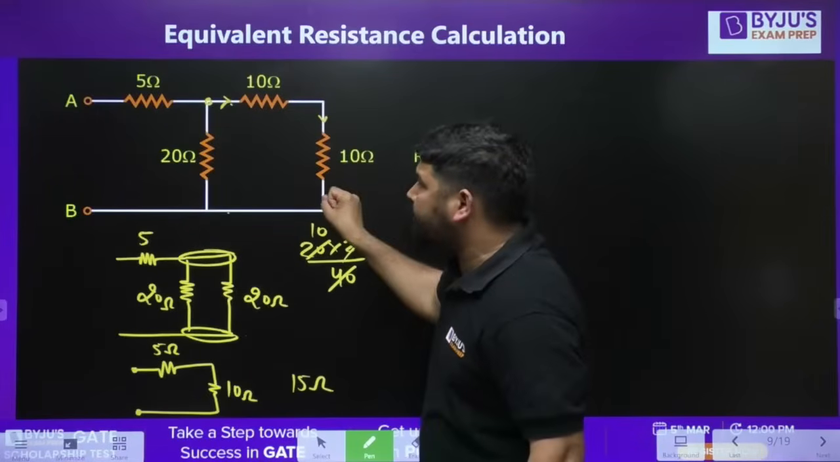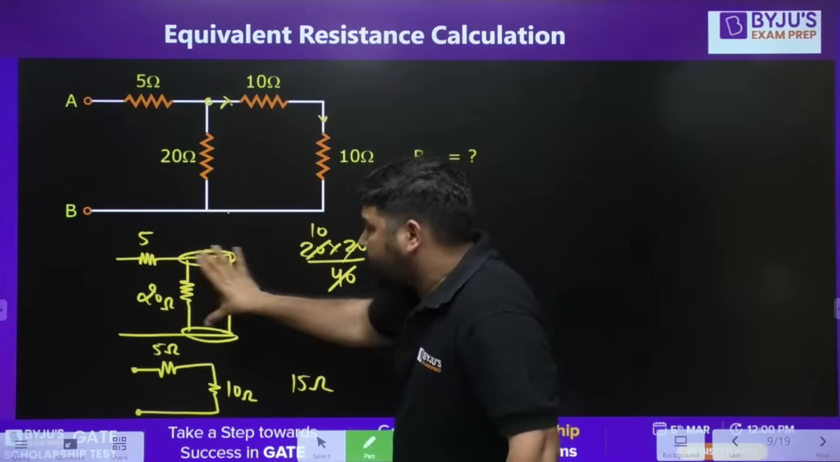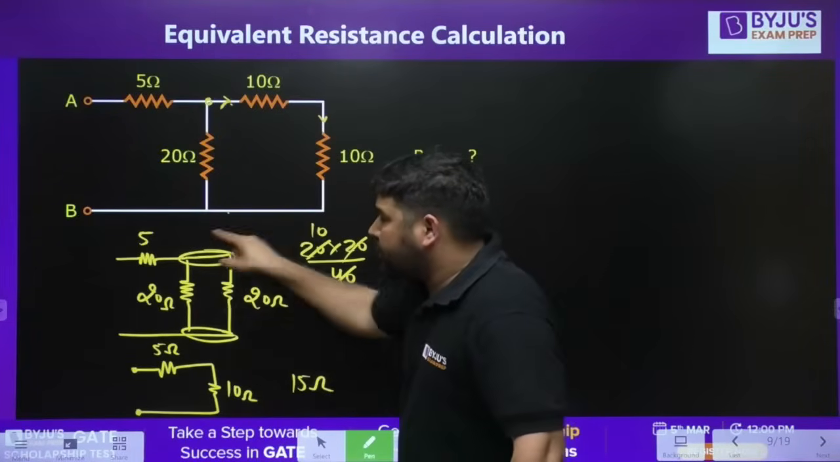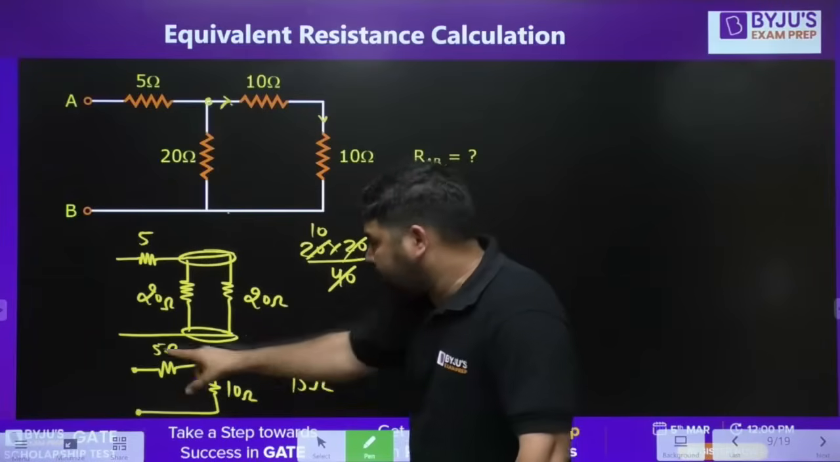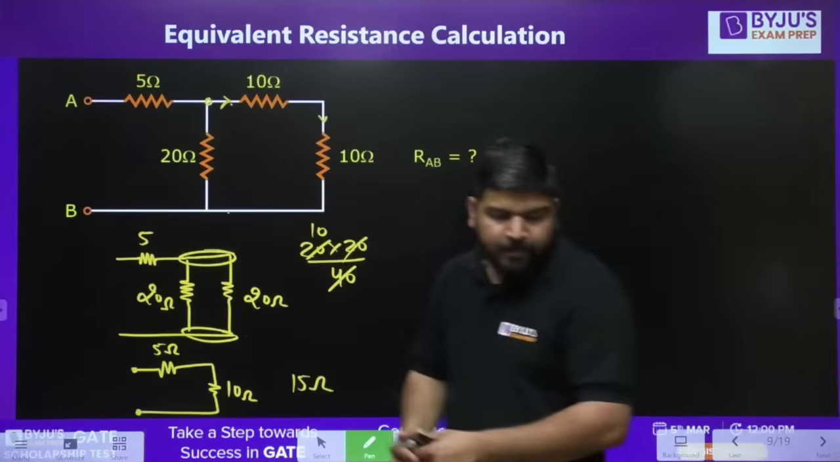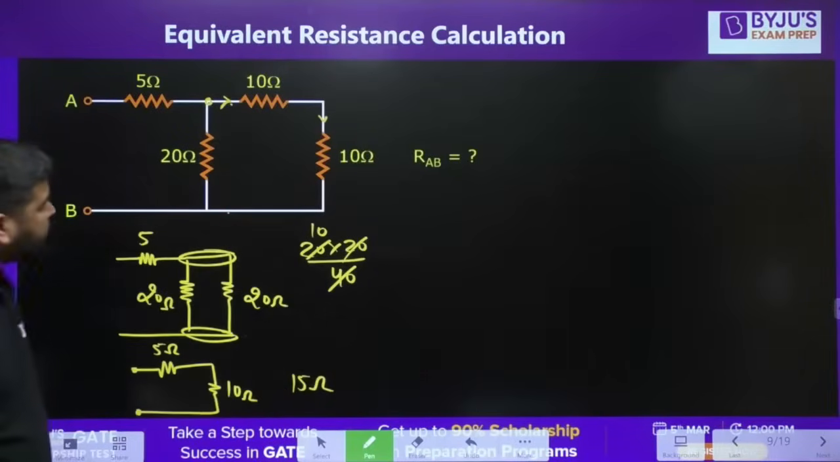first combine them. After combination, you can replace it by 20 ohm, and then you will see that these two resistors are in parallel. So you can combine them. You can replace it with 10 ohm, and then this 5 and 10 ohm will be in series. So the equivalent resistance will be 15 ohm. It's easy peasy. I hope it is clear.